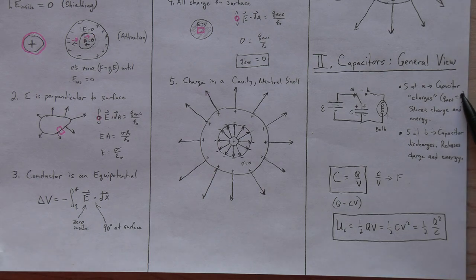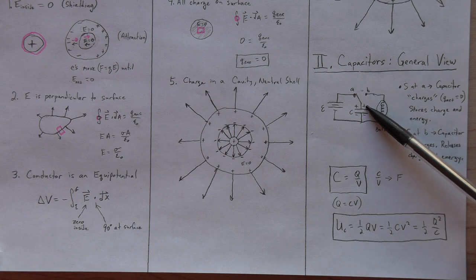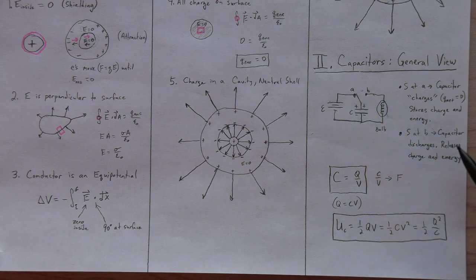So the capacitor charges, and I put charges in quotes because the capacitor still has overall a neutral charge. If this is positive 2 coulombs, this is negative 2 coulombs. So overall Q is 0, but when we say it's charged, we're just talking about the charge of one of the plates, versus both of them being neutral.